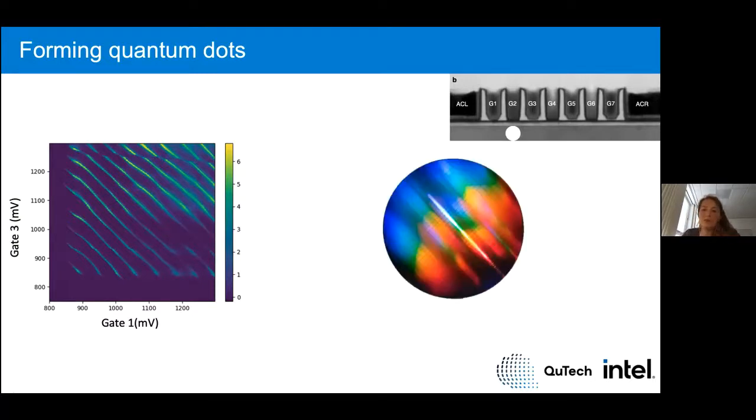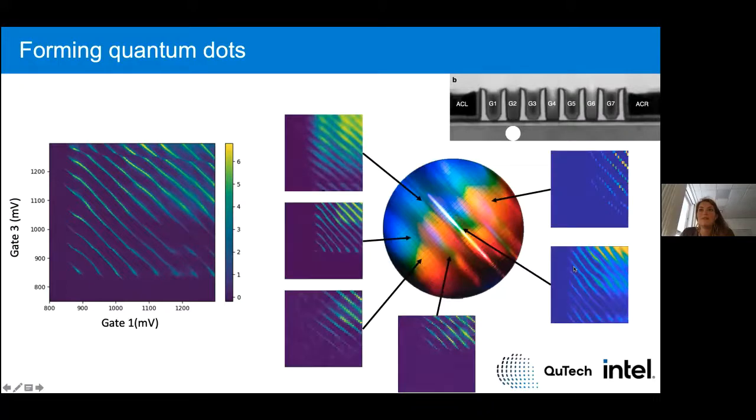We also cooled down some other samples from all over the wafer just to compare, and we got quite reproducible results, as you see here, with about the same gate voltages. So that's really nice, that we have high yields and good reproducibility.